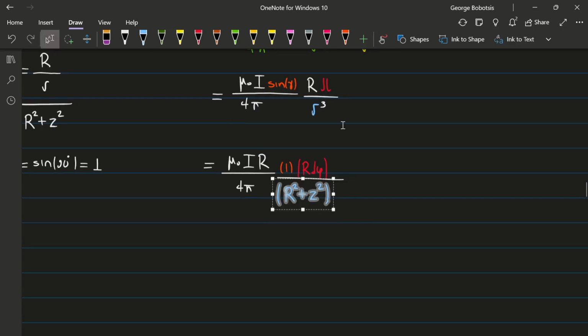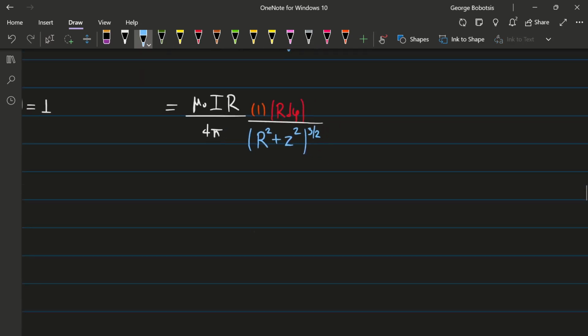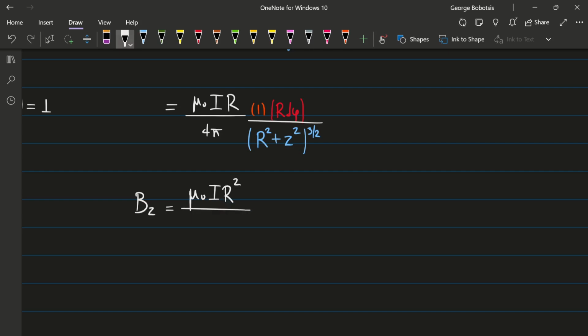All right, so this blue guy is R squared plus Z squared to the power of 3 over 2. Okay. Now I'm going to do the integral to find that BZ. All the constants will be factored outside. You got mu naught I R squared over 4 pi. And then the integral.